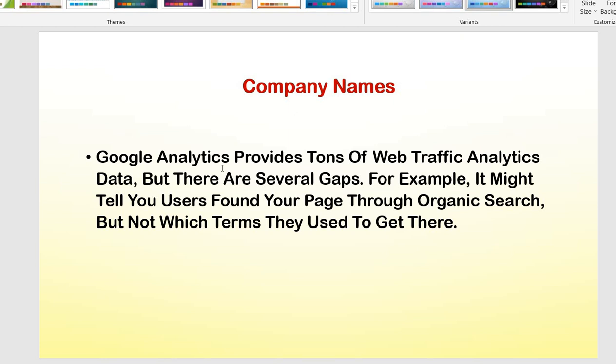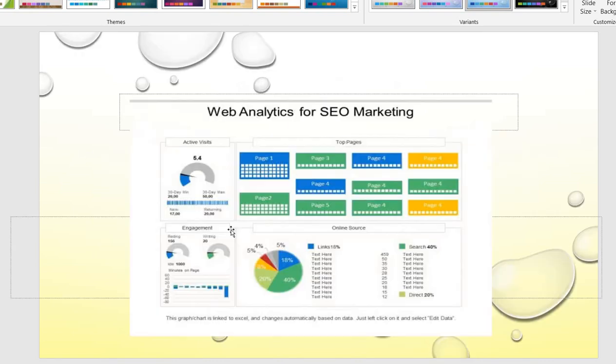Then the company names. Google Analytics provides tons of web traffic analytics data, but there are several gaps. For example, it might tell you users found your page through organic search, but not which terms they used to get there. So these are certain facts as far as web analytics is considered. In general, if we just summarize, I will go to this first slide and summarize. There are different types of traffic and accordingly benchmarking will be there.